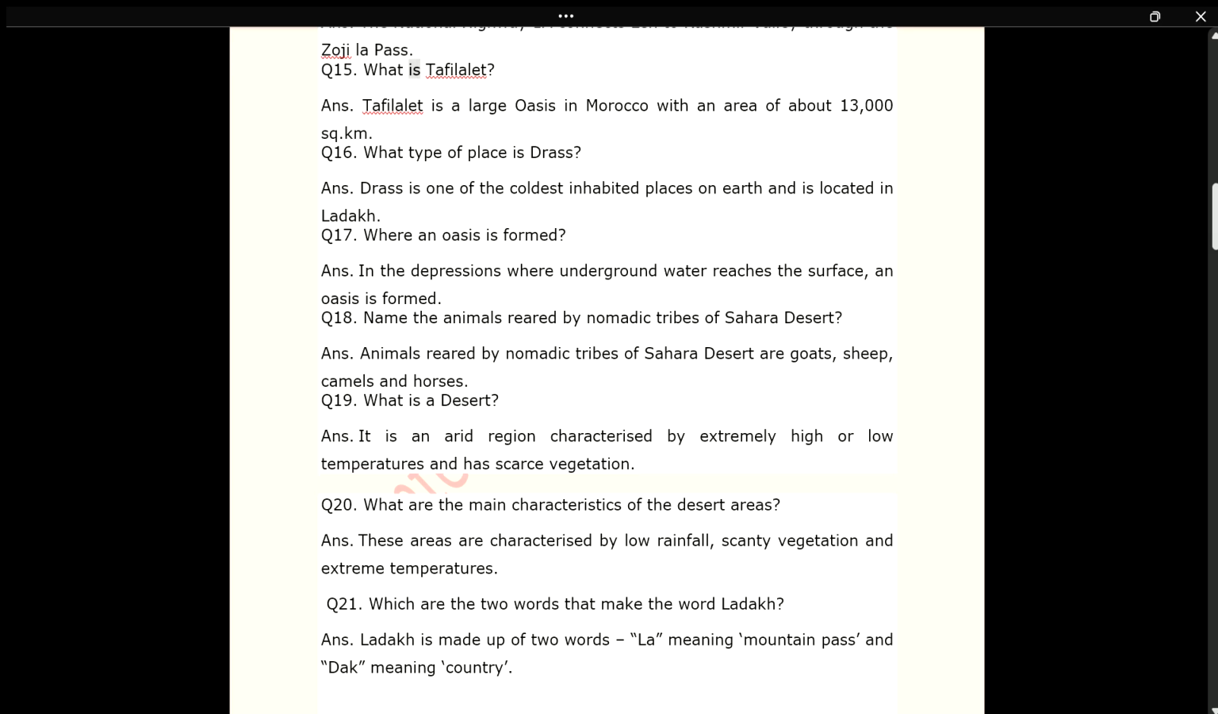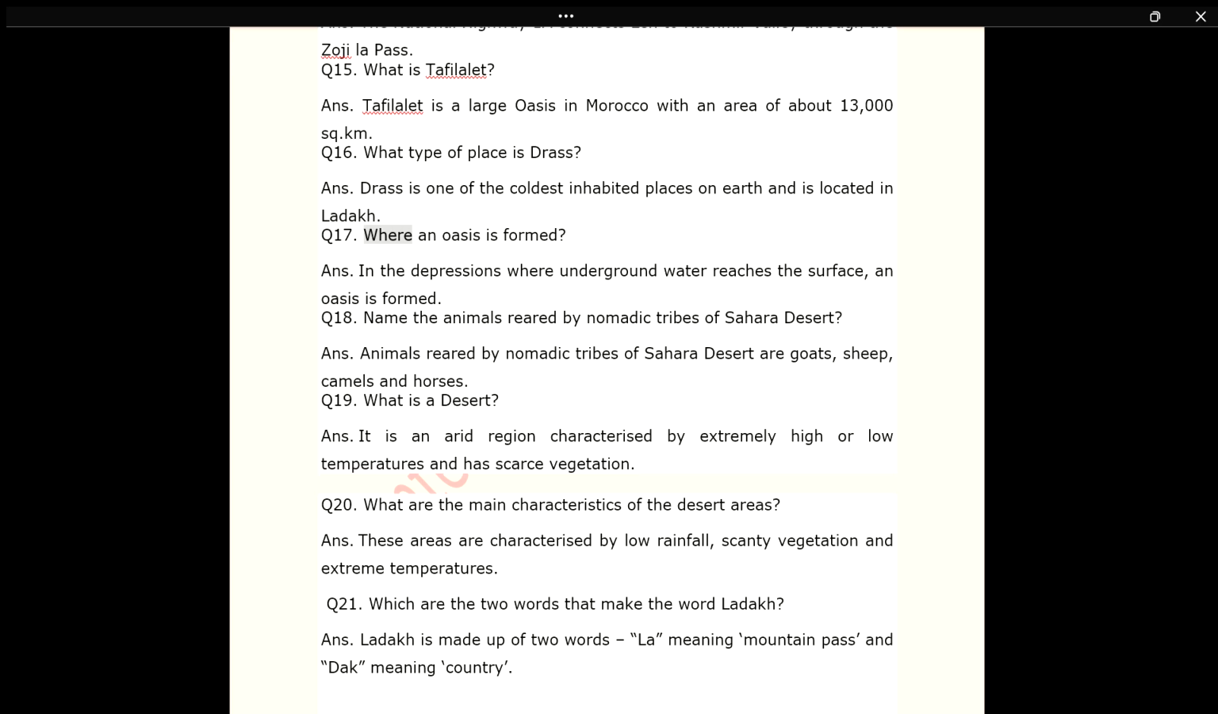Q15. What is Tafilalet? Ans. Tafilalet is a large oasis in Morocco with an area of about 13,000 sq km. Q16. What type of place is Dras? Ans. Dras is one of the coldest inhabited places on earth and is located in Ladakh.